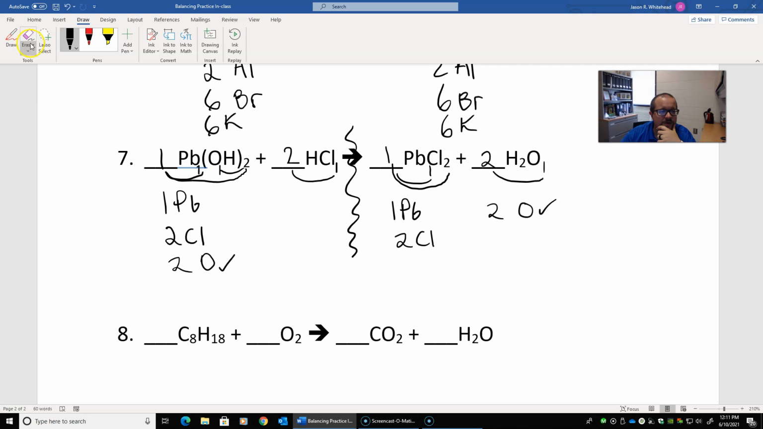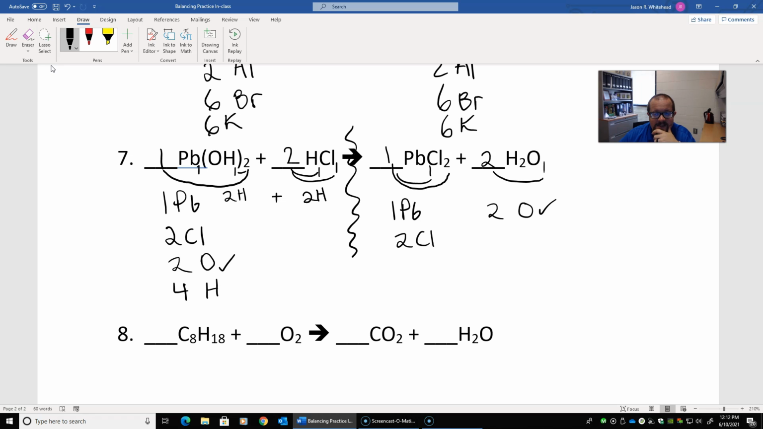Now let me clear a little space here so we can see how this is going to work. All right. I have got 1 out front here, so 1 times the 2 outside the parentheses times the 1 here means just from this Pb(OH)2, I've got 2 H's. When I come to this HCl, 2 times 1 tells me I have another 2 H's. So on the left side total, I've got 2 and 2, or a total of 4 H's.